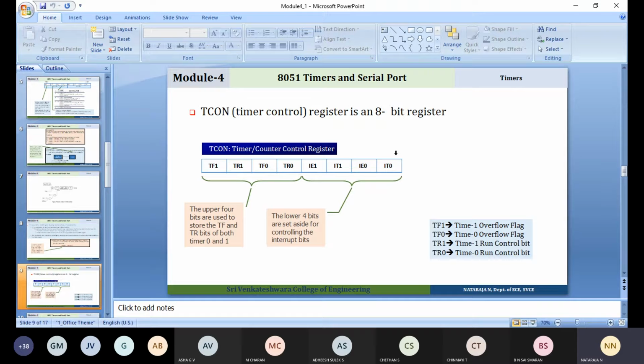These are the bits from bit 0, LSB, to MSB. This is bit 0: IT0, interrupt 0, interrupt enable 0, and interrupt 1 and interrupt enable 1. These lower 4 bits are used for controlling the interrupts, and these higher 4 bits are used to store the TF and TR bits of both timer 0 and timer 1. TF and TR mean timer overflow flag and timer run control bit.